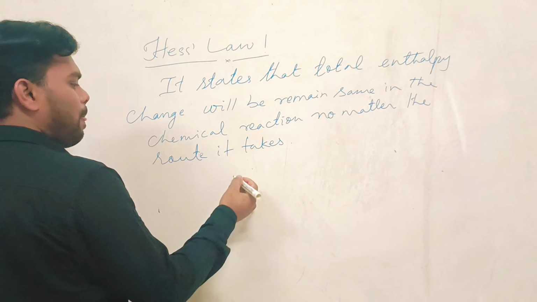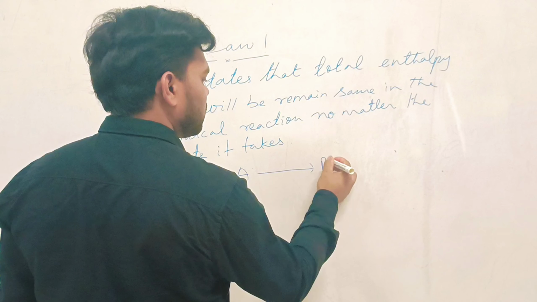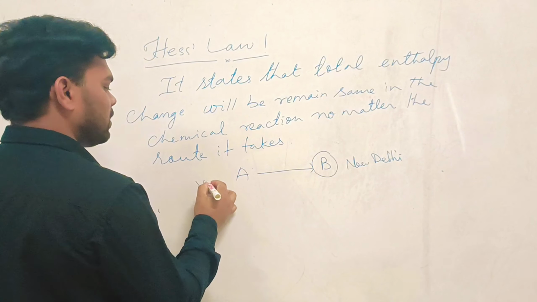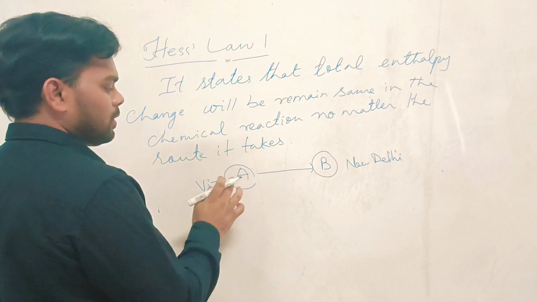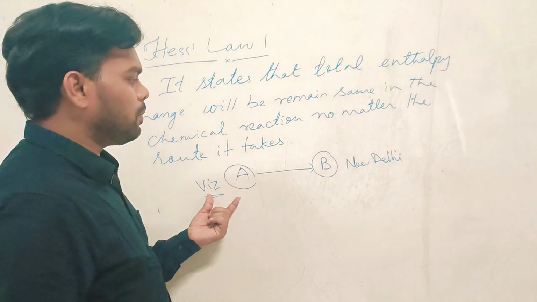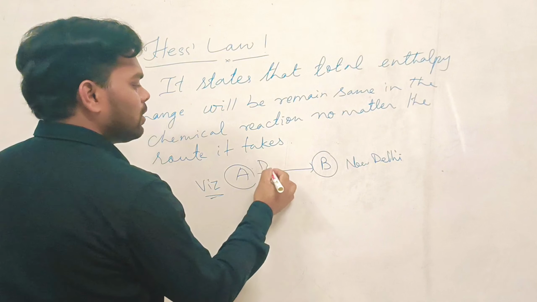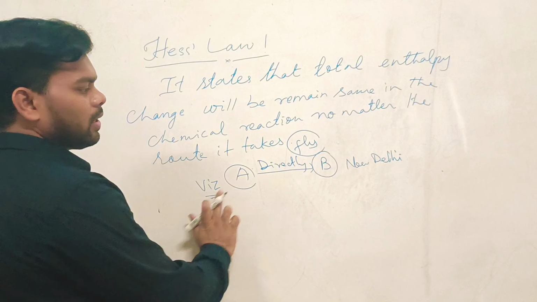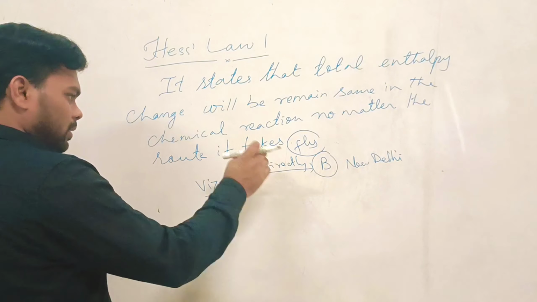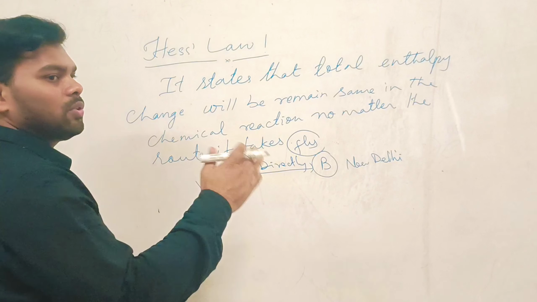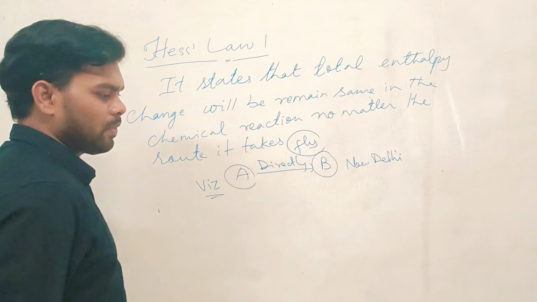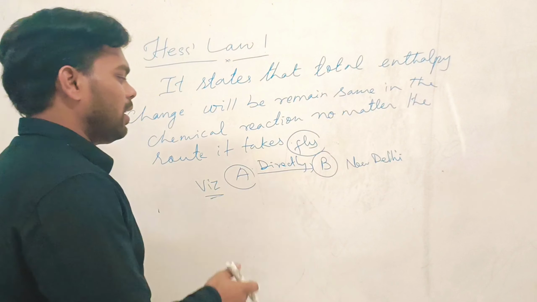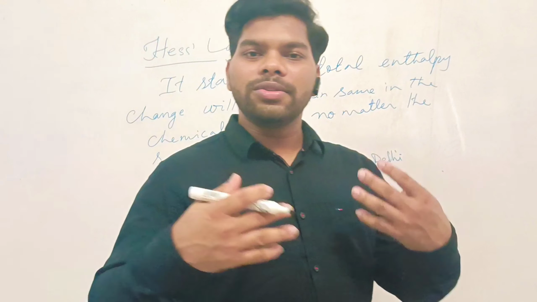So this is your, let's say, point A to point B. This is New Delhi, and this is Vizag. Point A is your initial starting point, and this is your end point. The initial point is Vizag, and the final destination is New Delhi. You can go directly by plane, but you feel scared in the flight. Therefore, you think, no, let me just go by train.